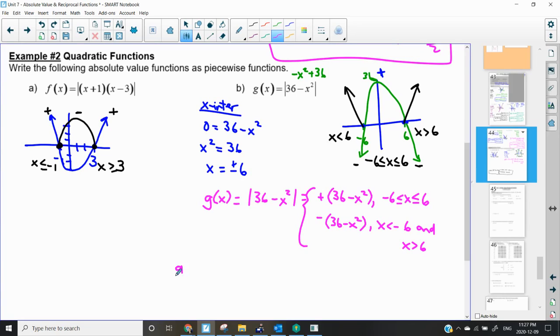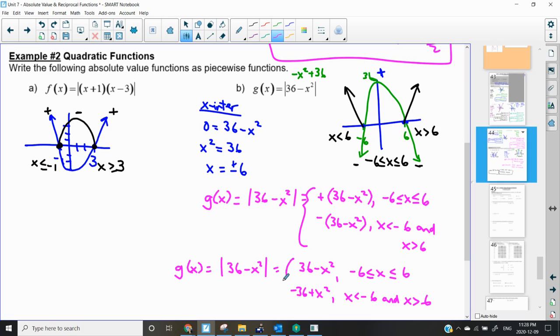Now, again, simplifying, we're going to have g of x equals absolute value 36 minus x squared, such that 36 minus x squared occurs when x is greater than or equal to -6 and less than or equal to 6. And the graph is negative, so we have a negative 36 plus x squared. Again, you could rewrite that as x squared minus 36 when x is less than -6 and when x is greater than 6.